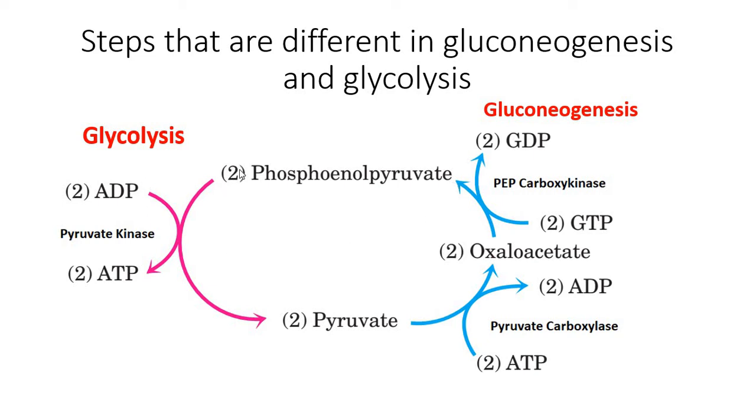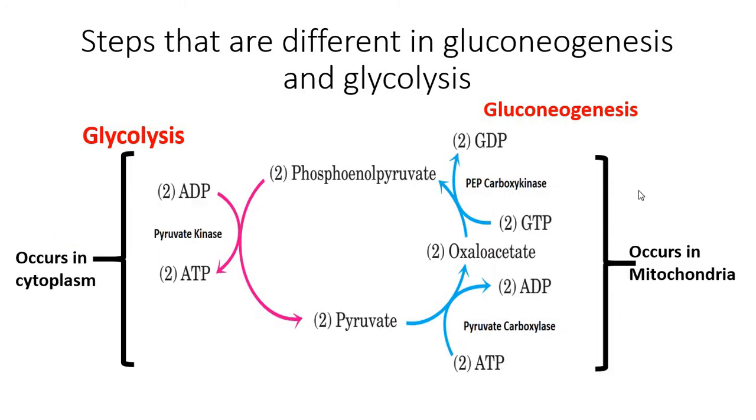Now this particular reaction of glycolysis occurs in the cytoplasm, but the conversion of pyruvate to oxaloacetate occurs in the mitochondria, and oxaloacetic acid converts to phosphoenol pyruvate, which also occurs in the mitochondria. So the region where it occurs is different. As I've already explained, this step occurs in mitochondria, and in glycolysis it occurs in the cytoplasm.